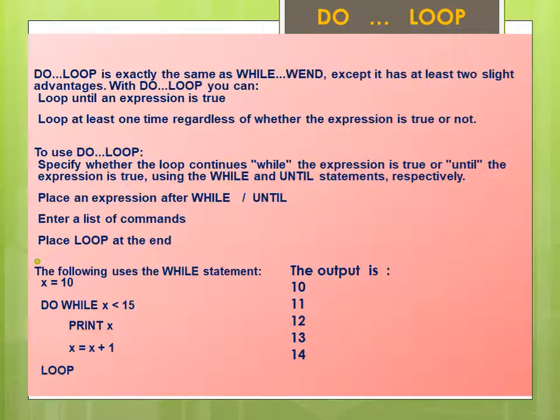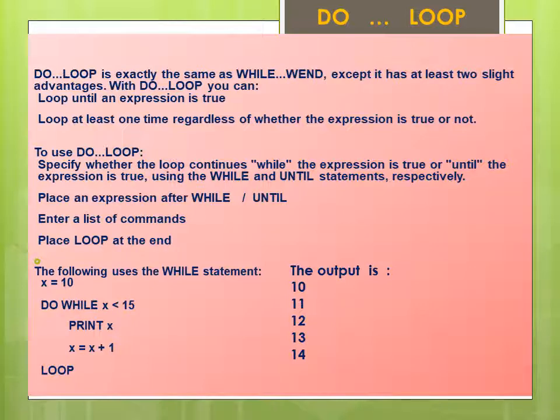DO...LOOP is exactly the same as WHILE...WEND, except it has at least 2 slight advantages. With DO...LOOP, you can loop until an expression is true, and loop at least one time regardless of whether the expression is true or not. To use DO...LOOP, specify whether the loop continues while the expression is true or until the expression is true, using the WHILE and UNTIL statements respectively. Place an expression after WHILE or UNTIL. Enter a list of commands. Place LOOP at the end.